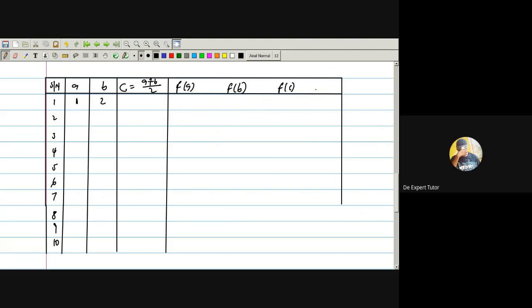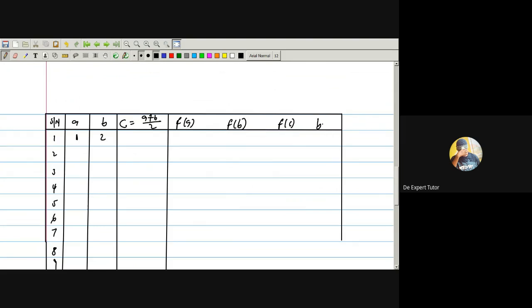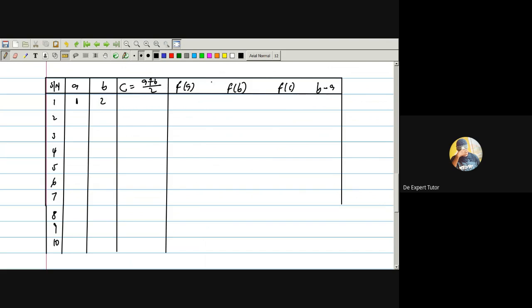I saw a question asking to show the error. Let me just say the error. You see the meaning of this stopping criterion, B minus A. Don't worry, hold on. It will make full sense by the time we finish this table. We just need the sign, not the number.